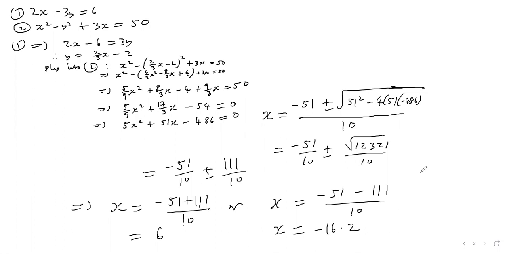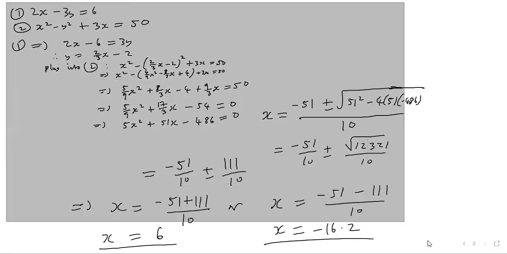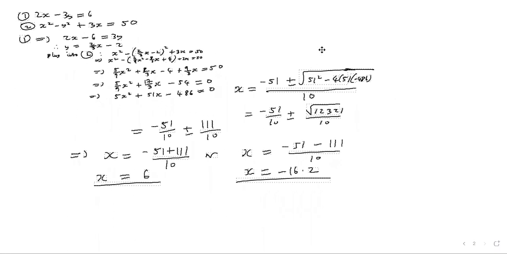You can always check your answer in the calculator just to make sure you've got exactly what you want. So your A value is 5, your B value is 51, your C value is negative 486. And when we solve that, we get those two solutions: x is 6, and x is negative 16.2. Okay, perfect, so now we've got the x values. We just have to find the y values, because we want to solve the equations for y too, that's the whole point of the question.